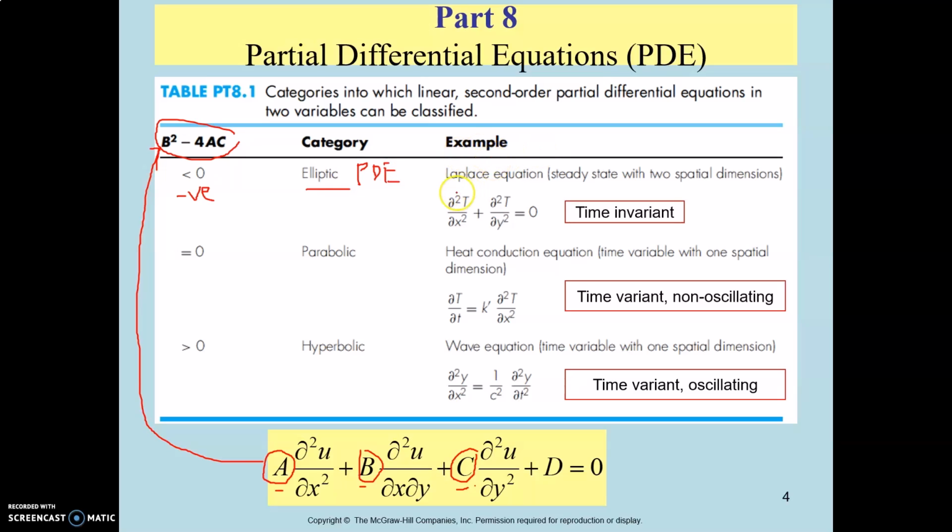So there's one example here. For example, the Laplace equation. This is the Laplace equation, where based on this you have a equal to 1, and here also 1, which is the c. So your c is equal to 1 as well, and b is 0. By substituting inside this formula, you get this, which is negative 4, less than 0.